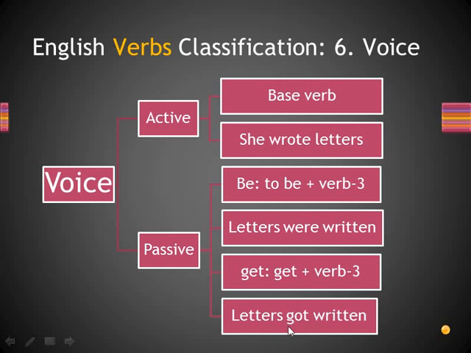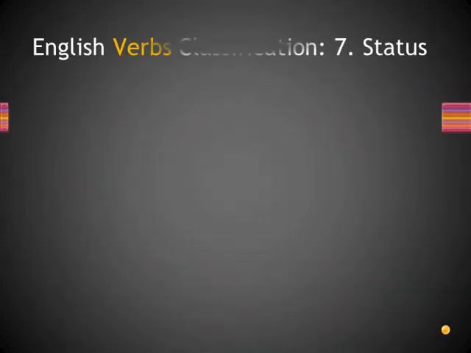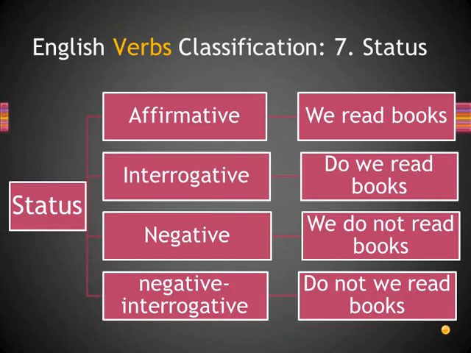Okay, let's go to the last one, which is status. Okay, so the verbs also have status, and there are 4 statuses. It can be affirmative, or a statement. Interrogative, questions, should have a question mark here. And negative, it means we have the word not. And then negative interrogative, questions with not.